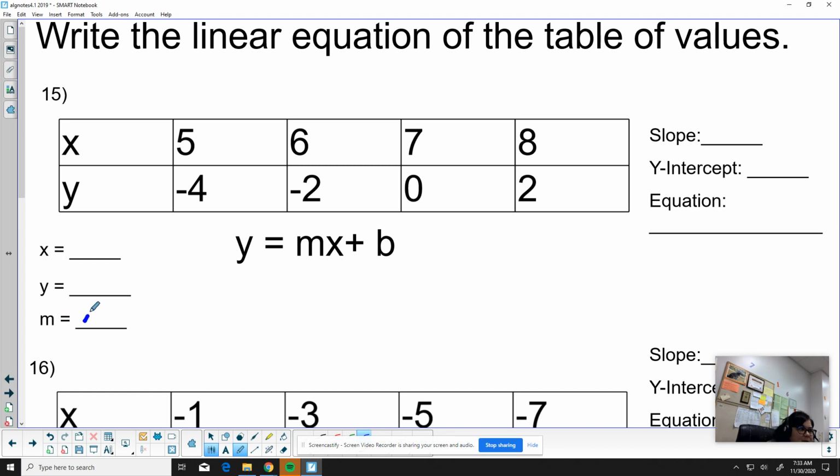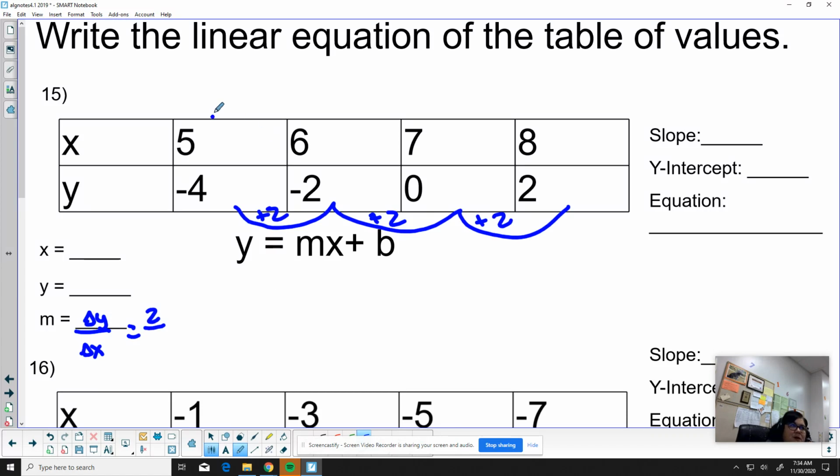So change in y over change in x. Let's see what happens here. Looks like my number is going up because it's getting bigger, and it's going up by 2. So my top number is +2. And it looks like my number up here for x is going up by 1. So my slope is 2.